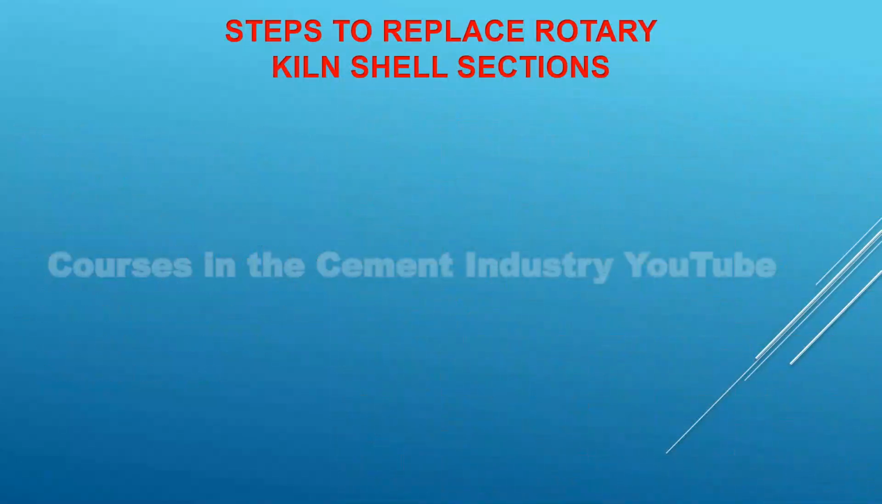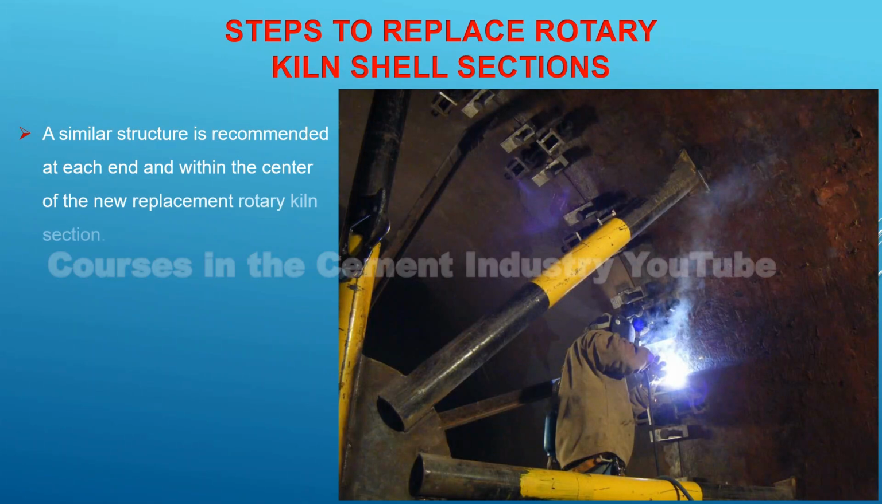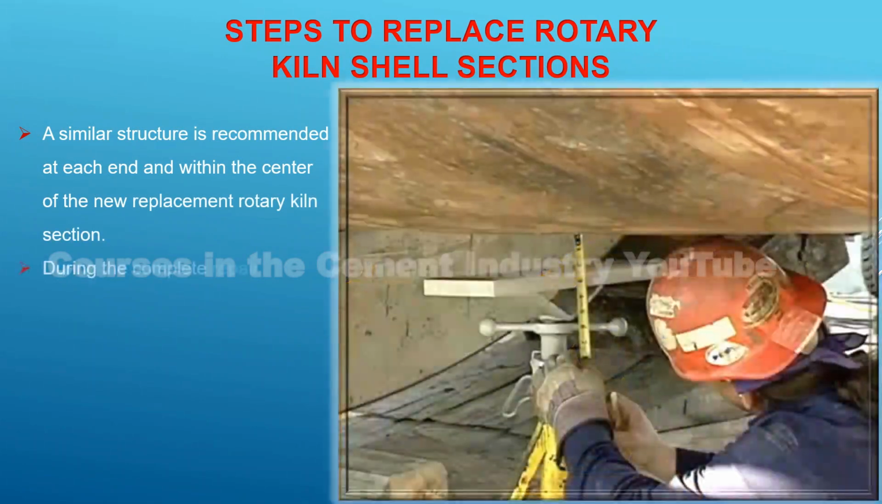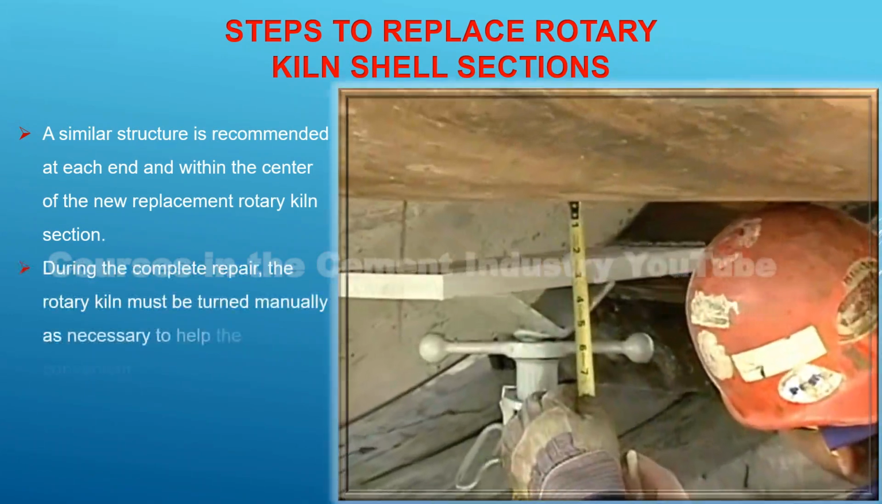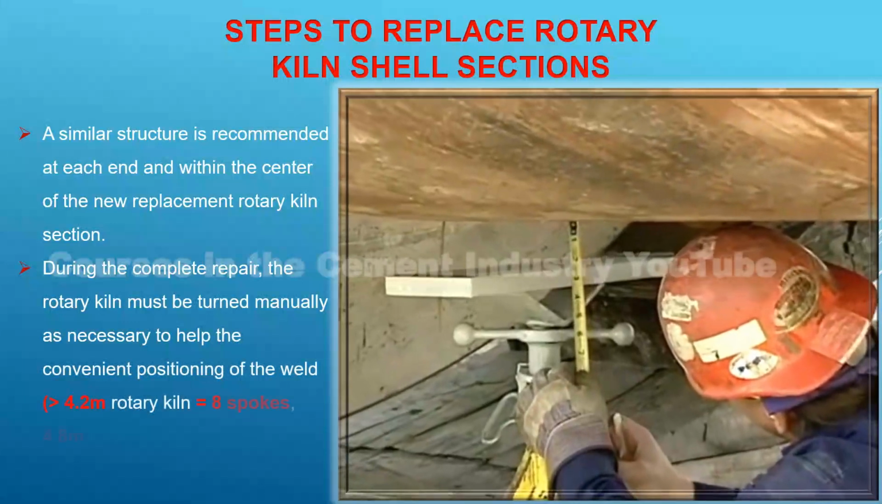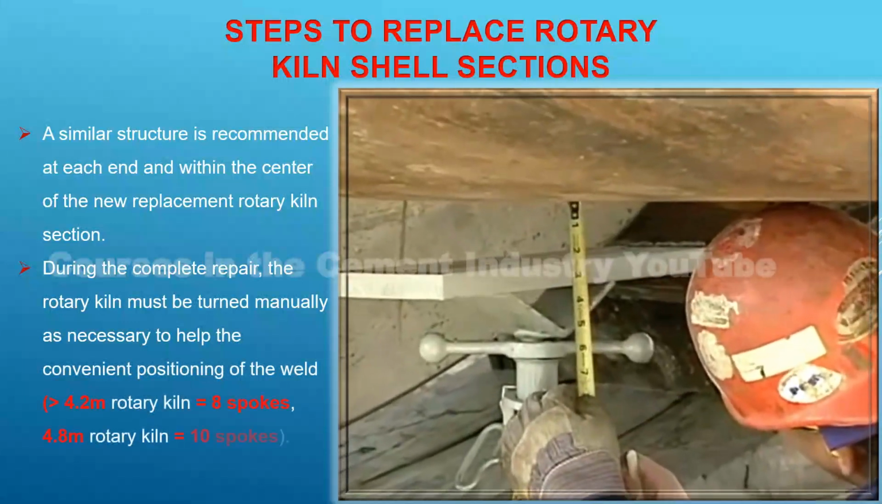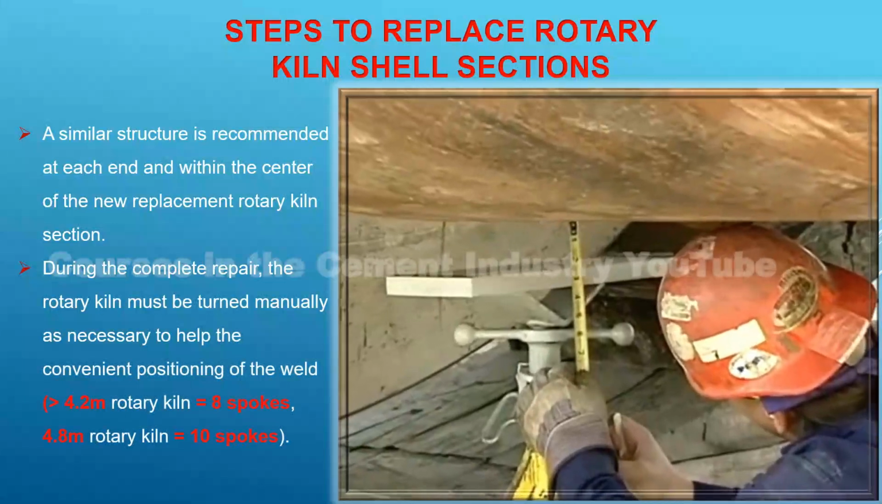Step 5. A similar structure is recommended at each end, and within the center of the new replacement rotary kiln section. During the complete repair, the rotary kiln must be turned manually, as necessary, to help the convenient positioning of the weld. More than 4.2 meter rotary kiln, equal 8 spokes. 4.8 meter rotary kiln, equal 10 spokes.